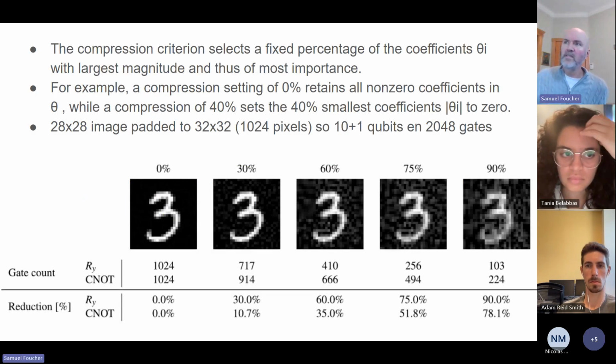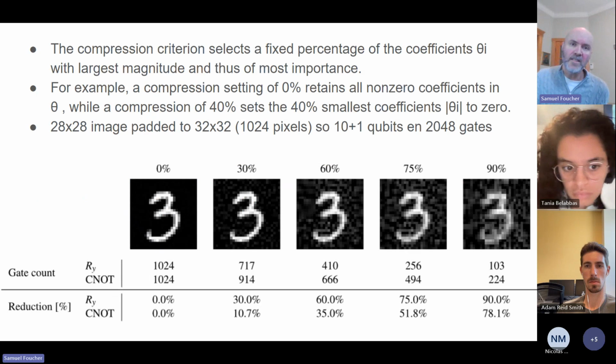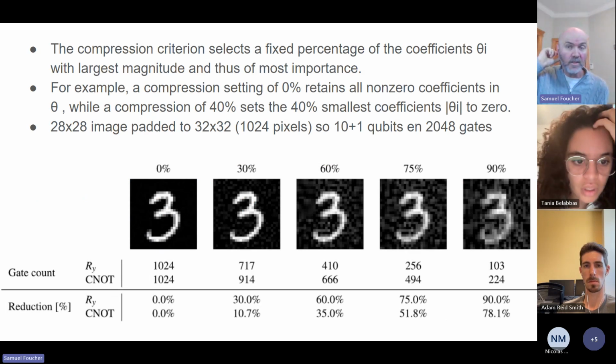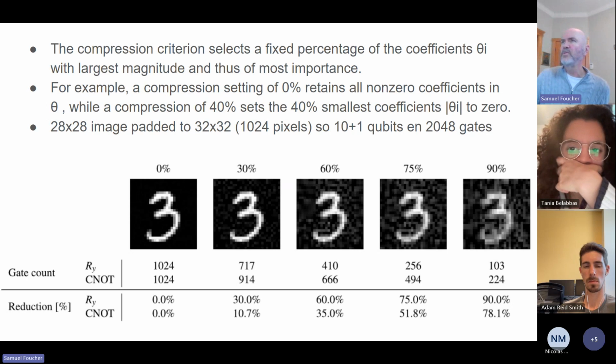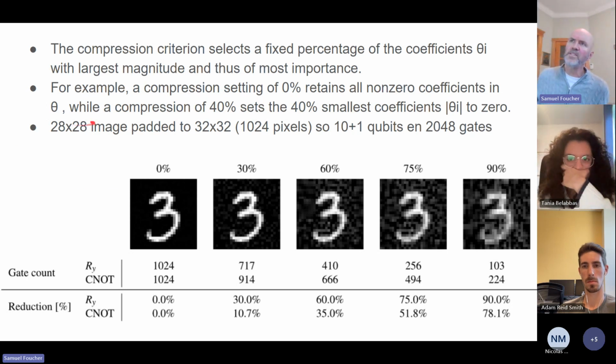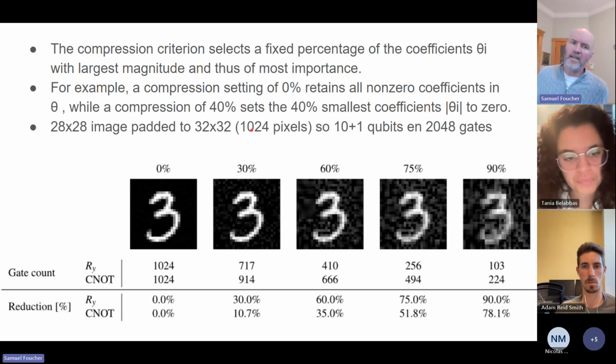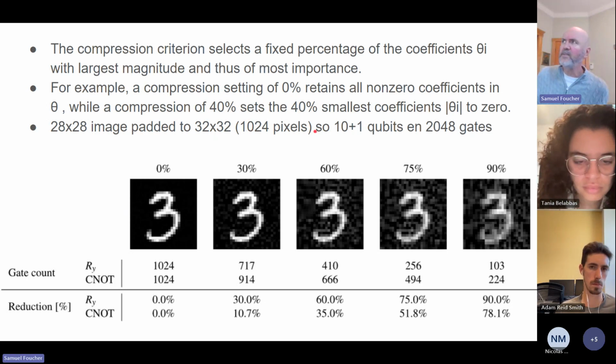So one example is the famous MNIST dataset. Those are digits between 0 and 9, grayscale values. The images are 32 by 32, in fact 28 by 28, but they want a power of 2, so they're going to do what we call zero padding to get 32 by 32. So it's 1024 pixel values. So we'll need 10 qubits for the encoding of position and 1 qubit for the grayscale value.